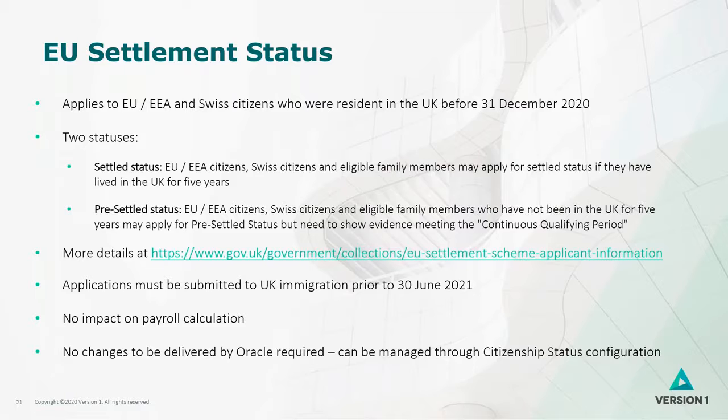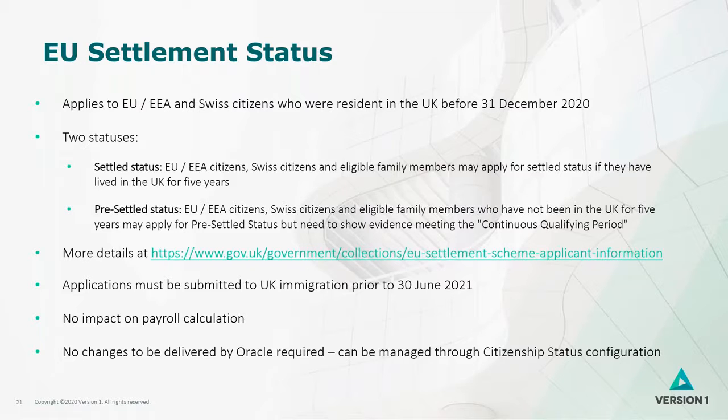The key differentiator between the two is that with the pre-settled status, you can only leave the UK for up to 2 years. If you leave the UK for longer than 2 years, you would lose your pre-settled status. Whereas with settled status, you can leave the UK for up to 5 years and still retain that status as long as you return within those 5 years. Pre-settled status can transition to settled status once the individual has been resident in the UK for the required 5 years.